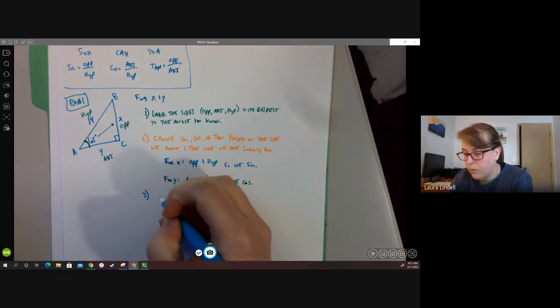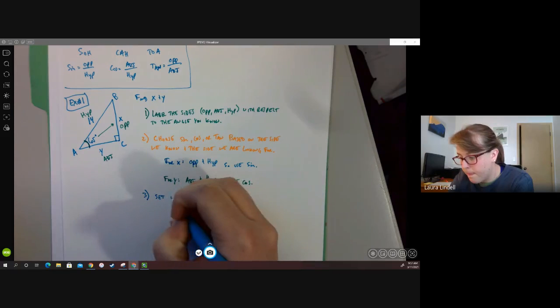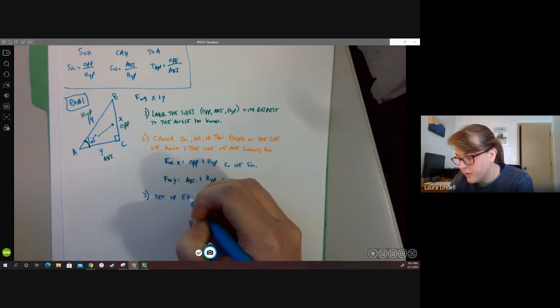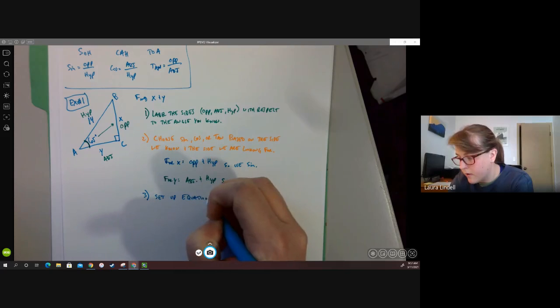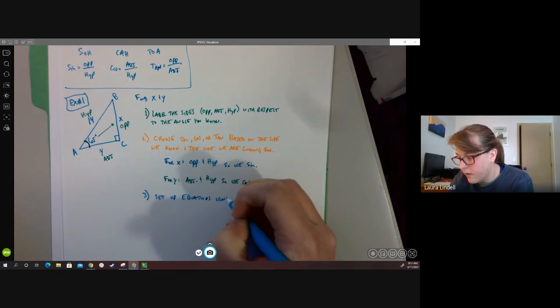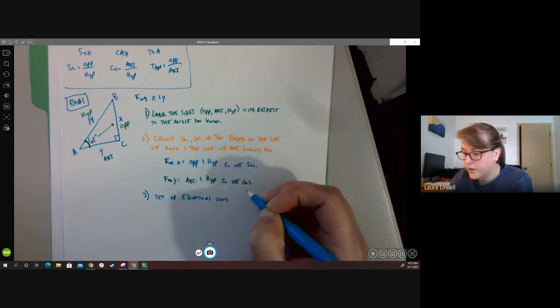Step 3, we're going to set up equations using the trig functions from above.